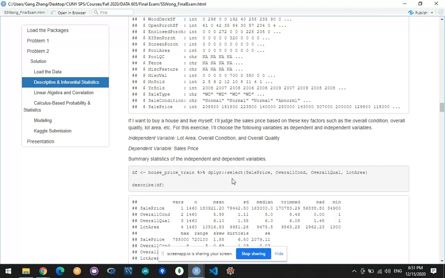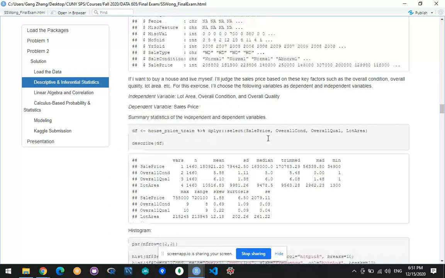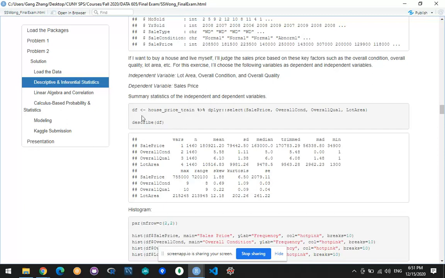So, if I want to buy a house and live in it myself, I will adjust the sale price based on some key factors, such as the overall condition, overall quality, lot area, and so on. For this exercise, I will choose the following variables. For the independent variables, I choose lot area, overall condition, and overall quality. For the dependent variable, the sale price.